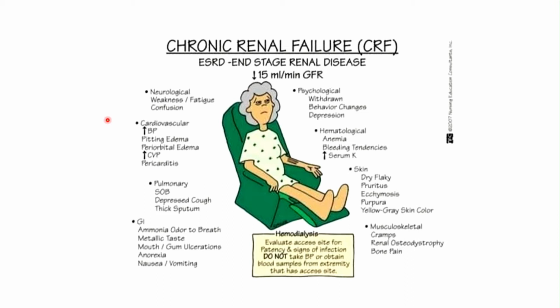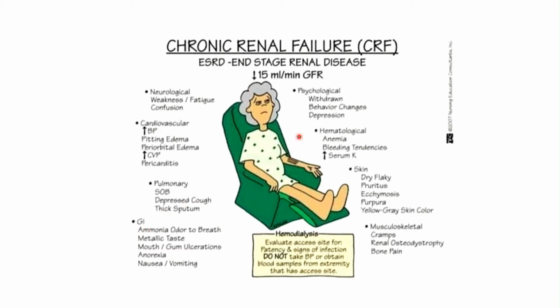For example, in the cardiovascular system, there is an increase in blood pressure due to fluid overload. There is also pitting edema, and peritoneal or periorbital edema could also be seen. In the pulmonary system, there is shortness of breath and depressed cough. In the GIT, there is anorexia, nausea, and vomiting.